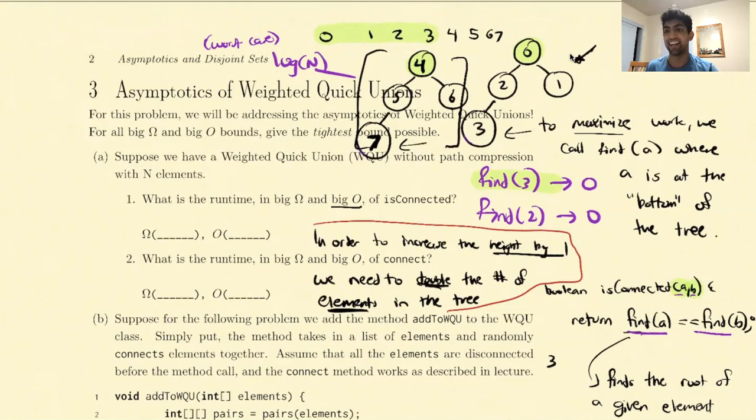Finally, what we can say with all of this being done is that the tightest big O bound we can give for is connected is going to be log n, because in the case that takes the most amount of time, we call find of a where a is at the bottom of the tree, in which case the total amount of work that we're doing is the height of this tree, which we know in the worst case is log n.